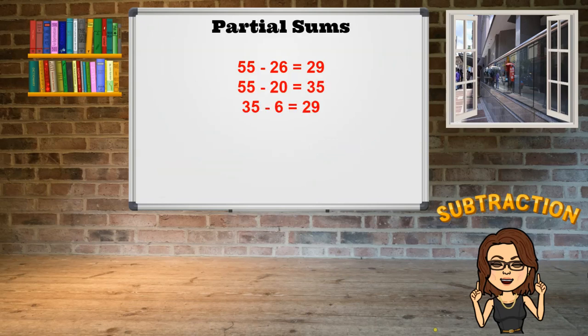Partial sums. This is when a student breaks apart the subtrahend into its place value. The student will subtract 20 to get 35 and then subtract 6. This is a very efficient method of subtracting and is commonly used in second grade.